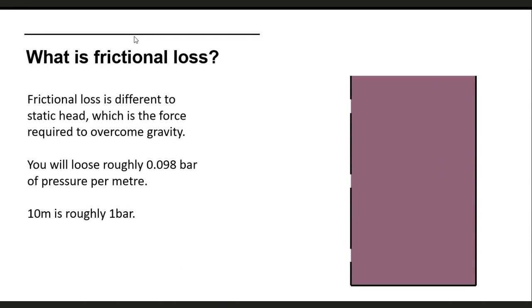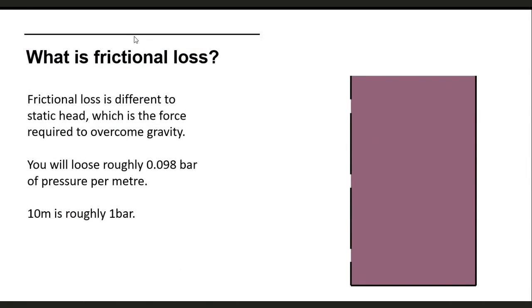Frictional loss is different to gravitational loss. In the sprinkler industry, we call this static head, which is a force required to overcome gravity. So we've got two different types of losses we've got to allow for: frictional loss and static head. The static head, say, is the gravity effect.